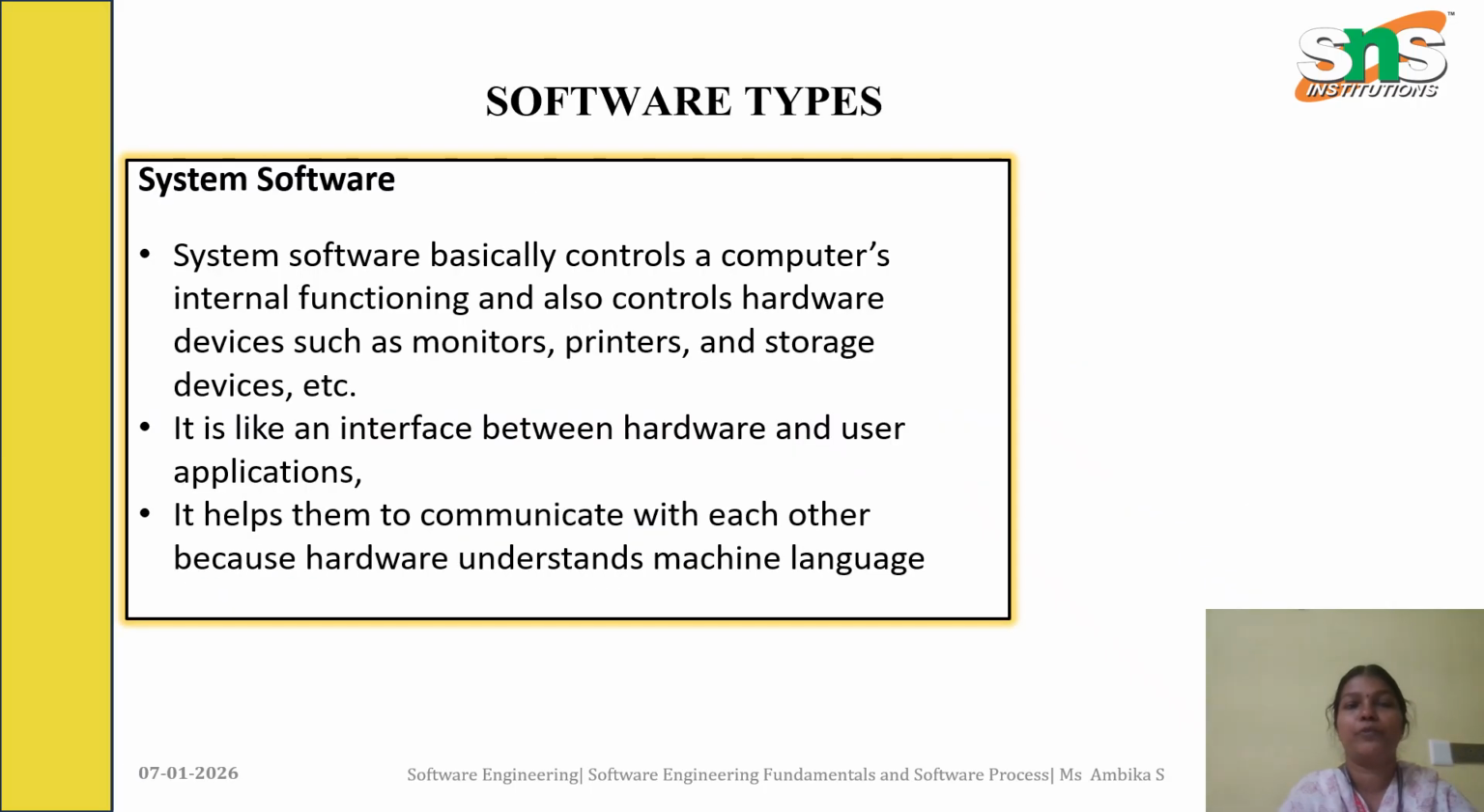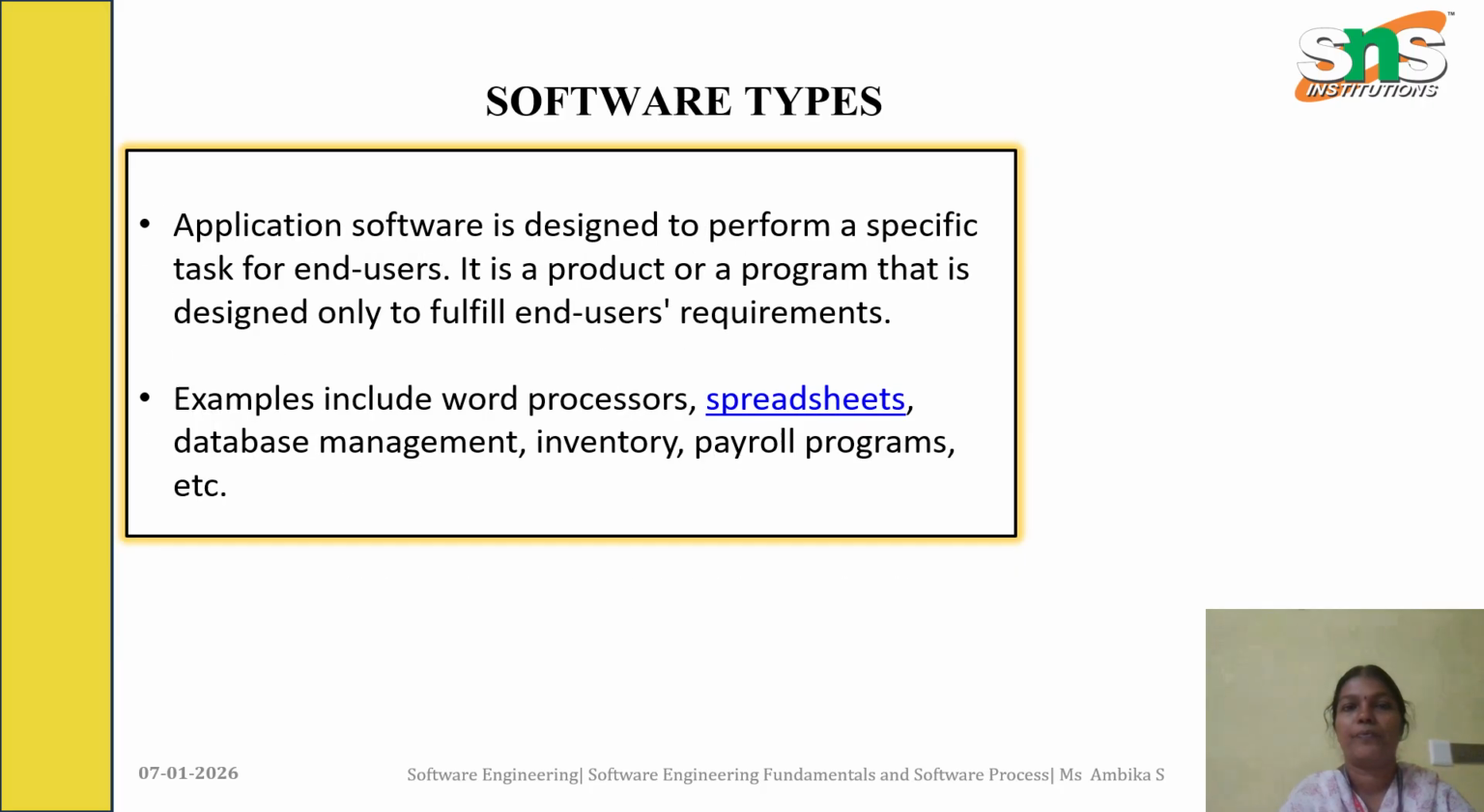Software types: system software. System software basically controls the internal functioning of the computer hardware and also controls the other parts of the hardware devices like monitor, printer and storage devices. It acts like an interface between the hardware and the user application. It helps them to communicate with each other because the hardware understands only machine language.